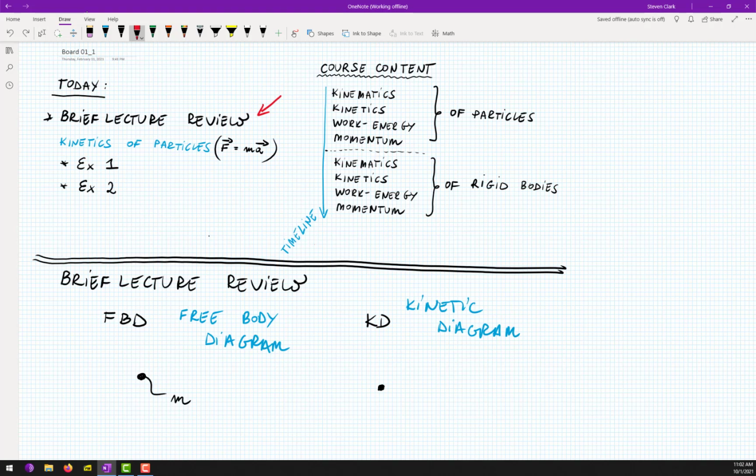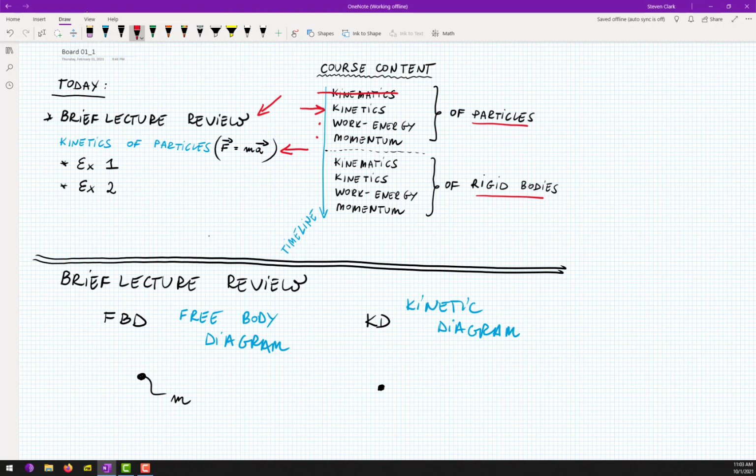I also think that students sometimes like to see the course content, so we will see this diagram a lot. In this course, we'll cover 8 topics: kinematics, kinetics, work-energy, and momentum of particles. This is the first part of our semester. Then we will repeat exactly the same four topics, but this time for rigid bodies. As you can see, we are going to start a new topic, kinetics of particles. So we can cross out this day. We are done with kinematics of particles. Today, kinetics, new topic. Questions so far when it comes to logistics?